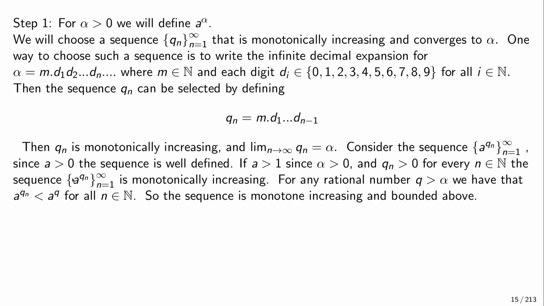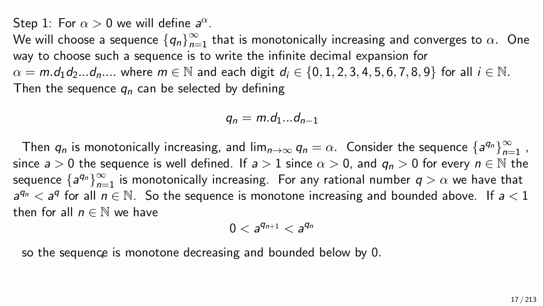So this sequence is monotone increasing and bounded above in case alpha is bigger than 1. And if alpha is smaller than 1 but still positive, then the sequence is going to be monotonically decreasing but still bounded from below by 0. So the sequence is monotone decreasing and bounded below by 0. So in both cases, the monotone convergence theorem can be applied.